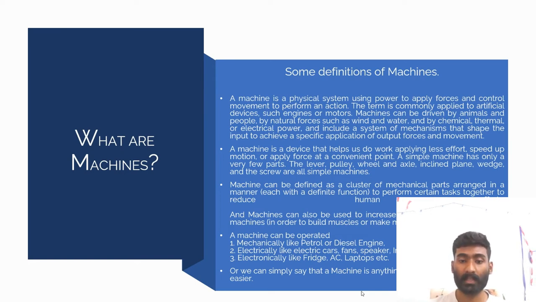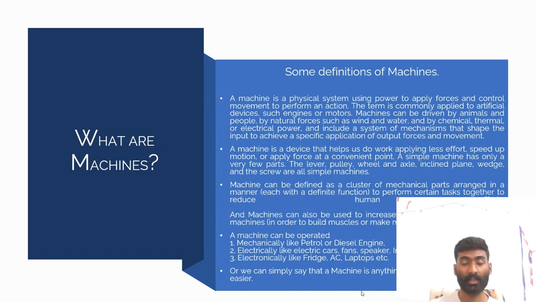The third one says, and it's really simple, and I believe this is the simplest definition there can be. So this one says, a machine can be defined as a cluster of mechanical parts arranged in a manner, each with a definite function to perform certain tasks together to reduce human efforts.